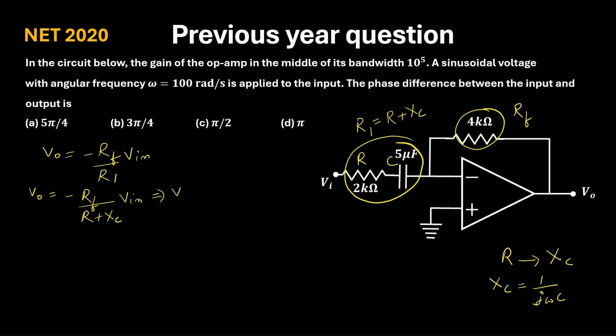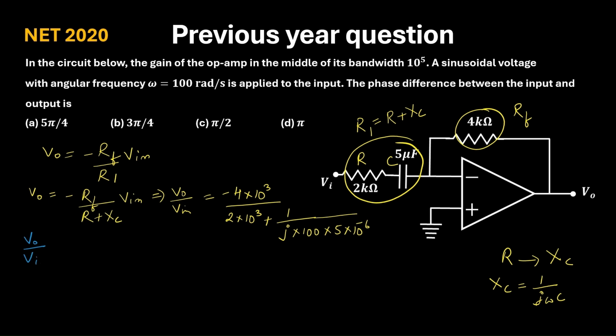So, we can write V naught by V in is equal to minus RF, where RF is equal to 4 kilo ohm and R is equal to 2 kilo ohm and XC is 1 by J into omega. Omega is 100 into C is 5 microfarad. So 5 into 10 to the power minus 6. Now, you can pause the video and do the calculation. I will write the final expression here.